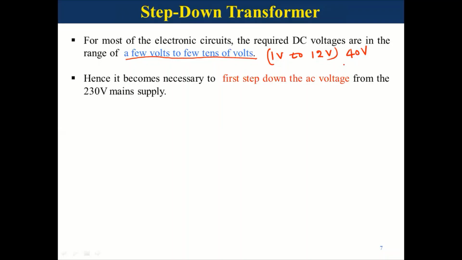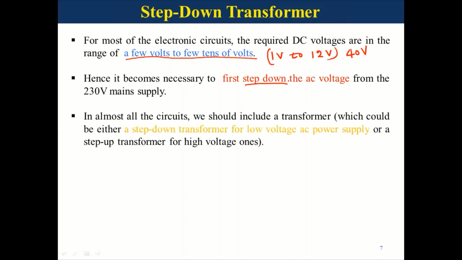At our supply, 230 volts AC voltage is available. That's why that voltage first needs to be stepped down. For that we are using a step down transformer. It is a must in the power supply. If you want to increase the voltage to higher voltages, then we need a step up transformer. But in our electronic systems, circuits, and devices, we need a lesser voltage. That's why in most cases there is a step down transformer.